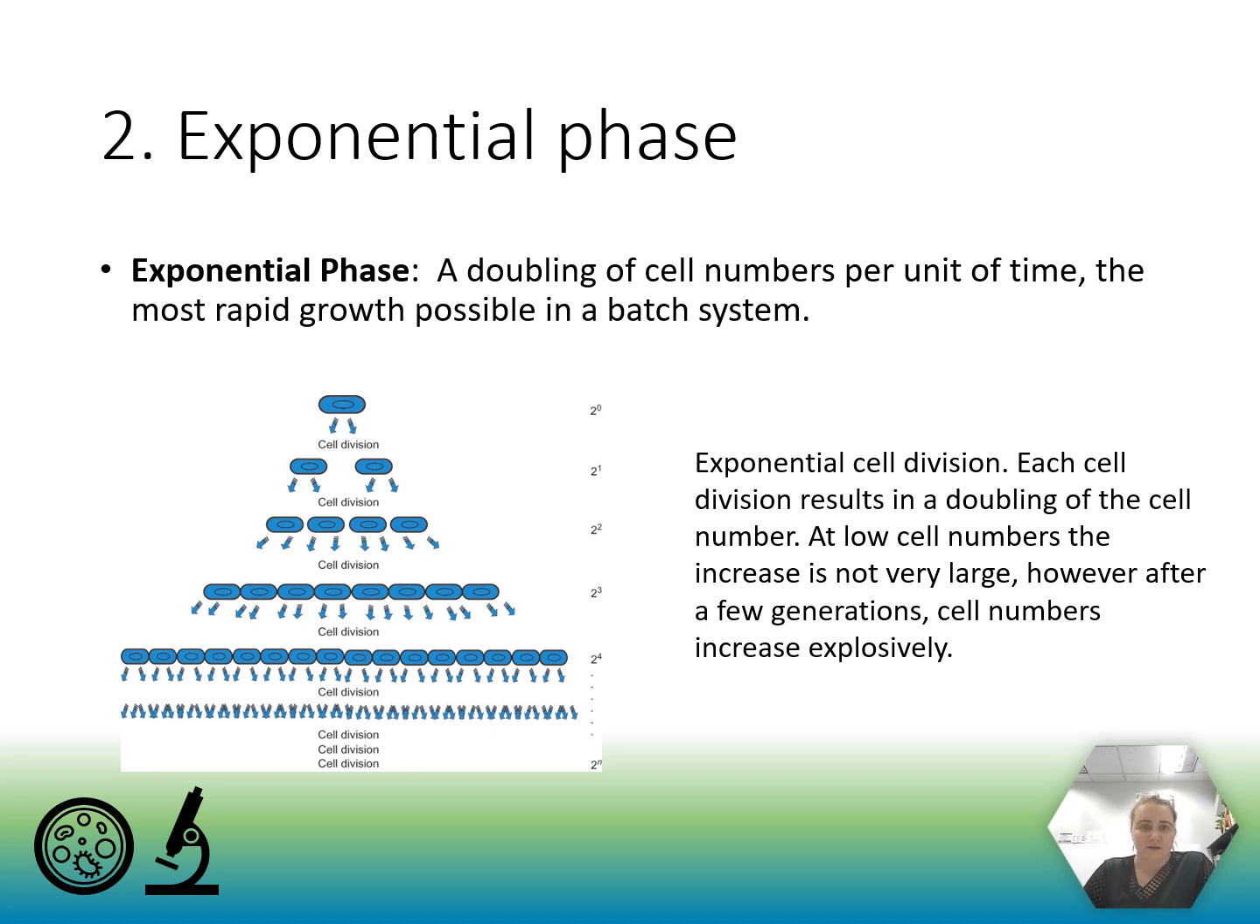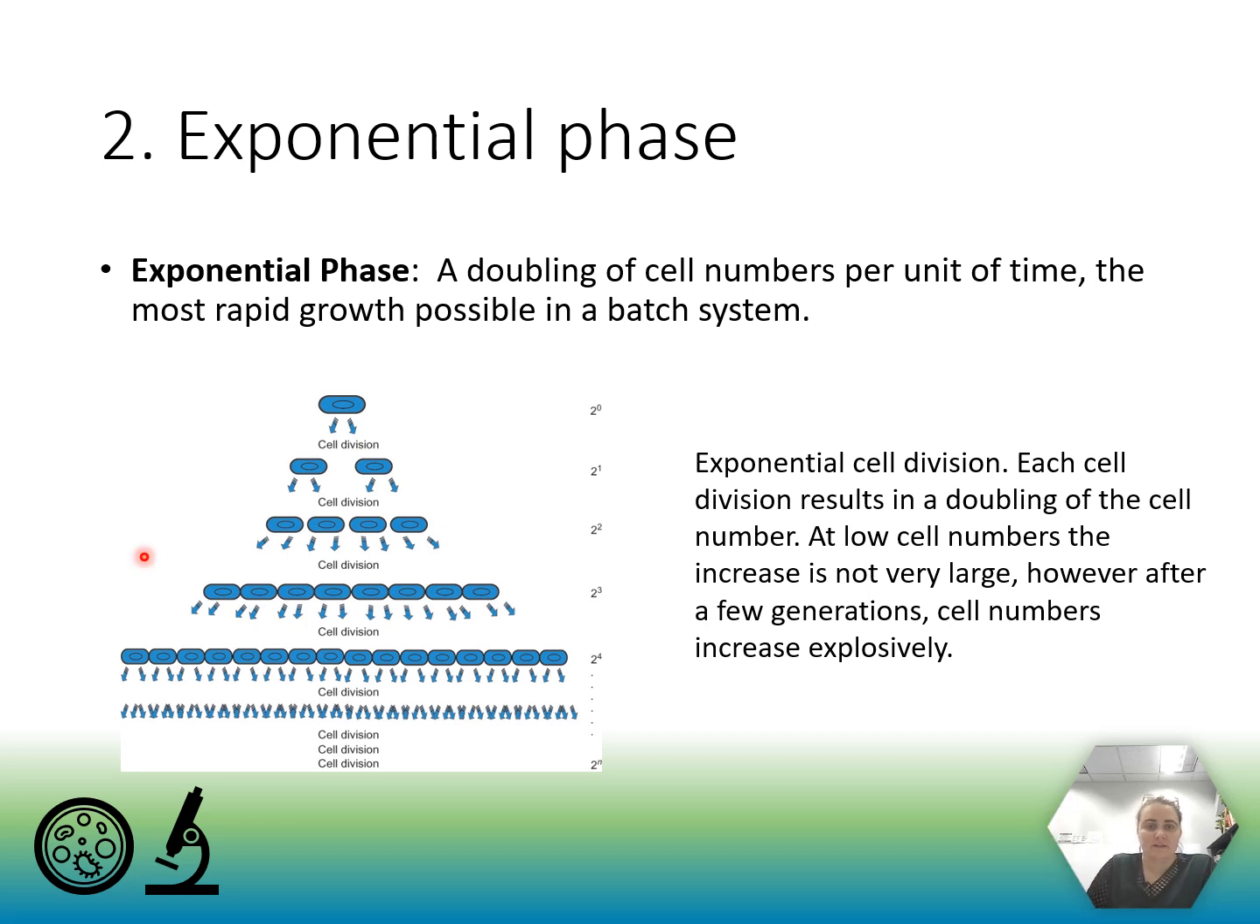The fun phase is the exponential phase. So bacteria, remember, reproduce by binary fission, cell division, right? So as the cell divides, if the conditions are optimal for growth, we have exponential growth because we have a doubling effect happening. So we double the number of cell units per time, and that is the most rapid growth that is possible in a true batch system. So we have exponential cell division. Each cell division results in a doubling of the number of cells. At low cell numbers, the increase is not very large, but after a few generations, it gets very, very big.